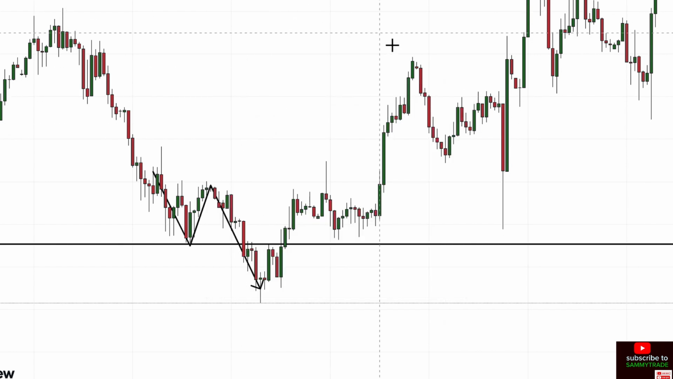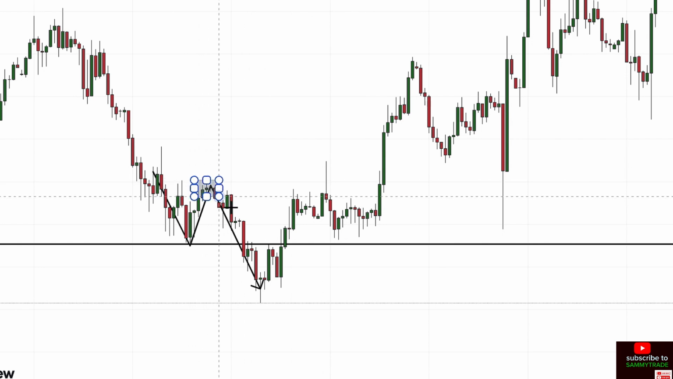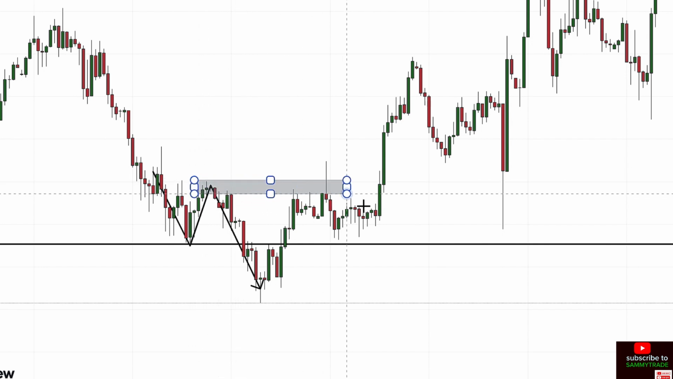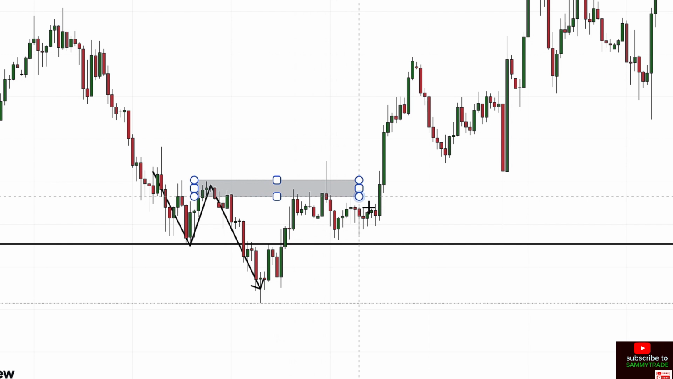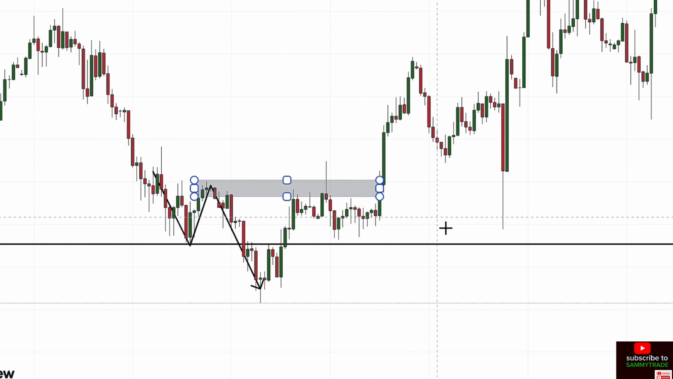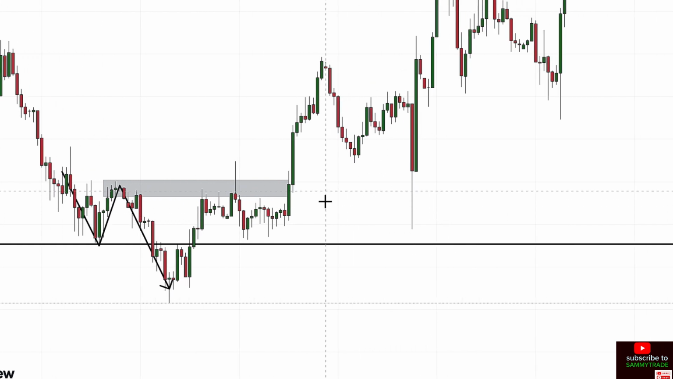I was waiting for a change in the market structure, which is right here. At this point, I'm waiting for price to break past our last lower high, which is right here. So that was my first criteria.